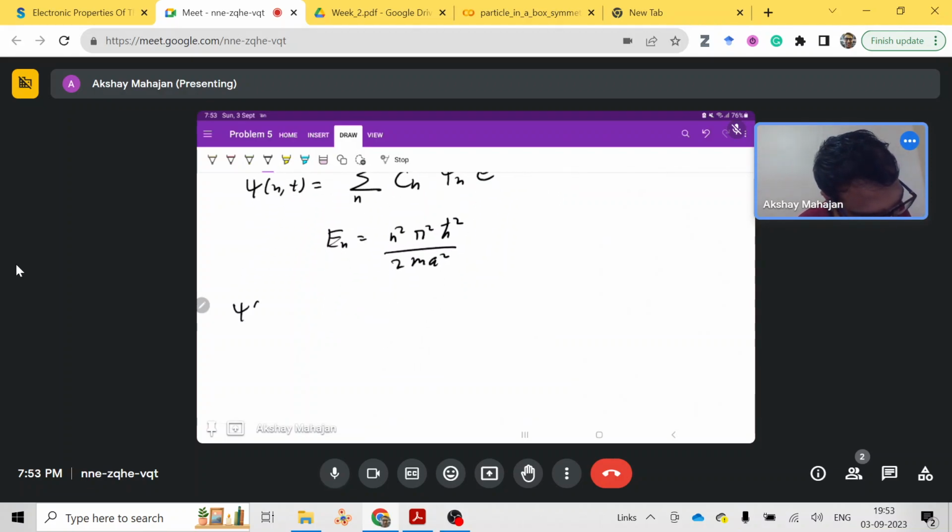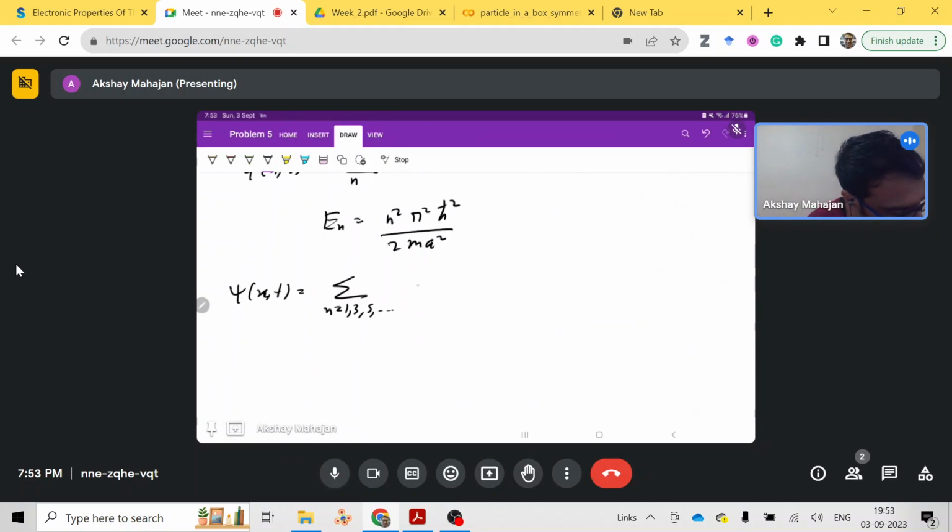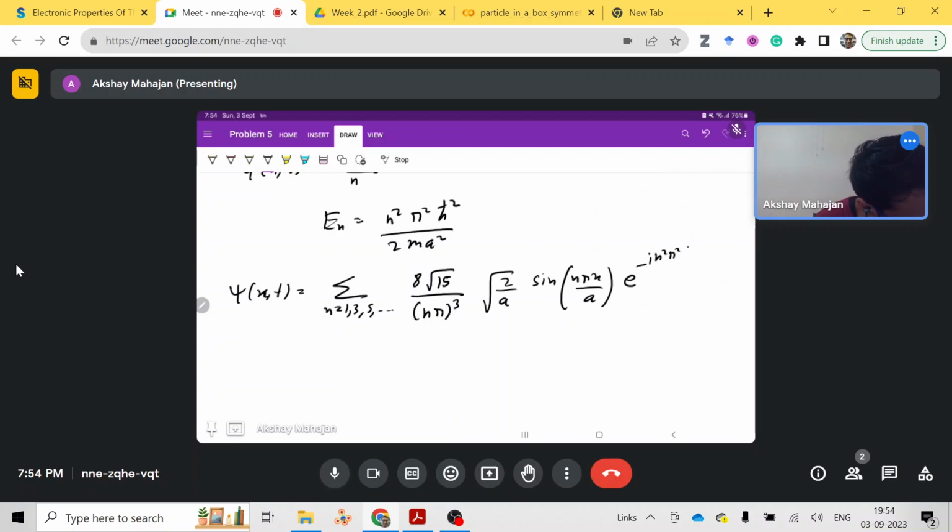So our psi x comma t can be written as the summation over n equal 1, 3, 5 and so on, because for even n's it will be 0, 8 under root of 15 upon n pi whole cube, root 2 by a sine of n pi x by a, e to the power minus iota n square pi square h cross square by 2m a square t. Here we have En t by h cross, so there will be a t by h cross here. Correct? Yes. So this will be our final answer.